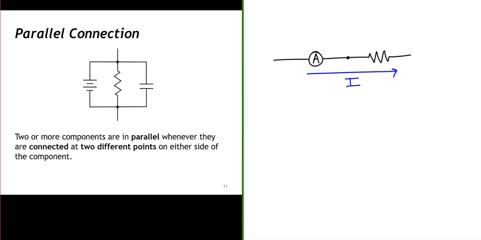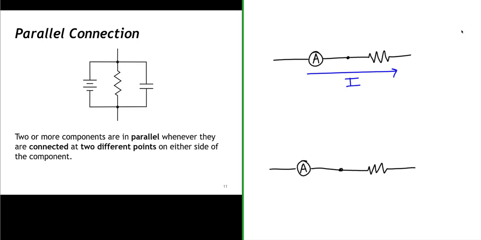Another type of connection is a parallel connection. Two or more components are in parallel whenever they are connected at two different points on either side of each component. Well, I'll often draw that as the components aligned in parallel like I have in the diagram on the left. Let's return to our ammeter and resistor combination.